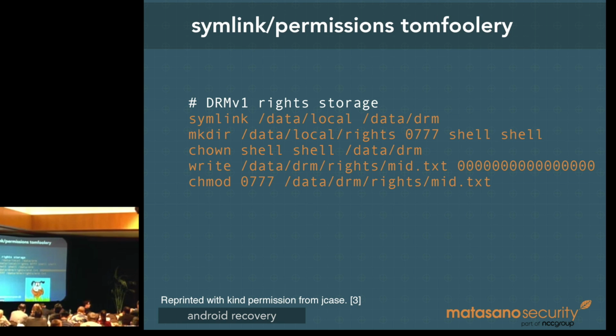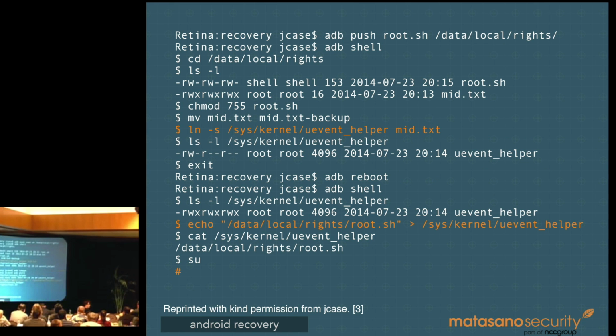So knowing that we have these files in the data file system, we can push our root exploit to data local writes because we have full write access to that directory because of this error in permissioning. We can rename the existing file again because it's world writable. We have the permission to change that file in the data file system. Then we can do something like symlink the uEvent helper to mid.txt.